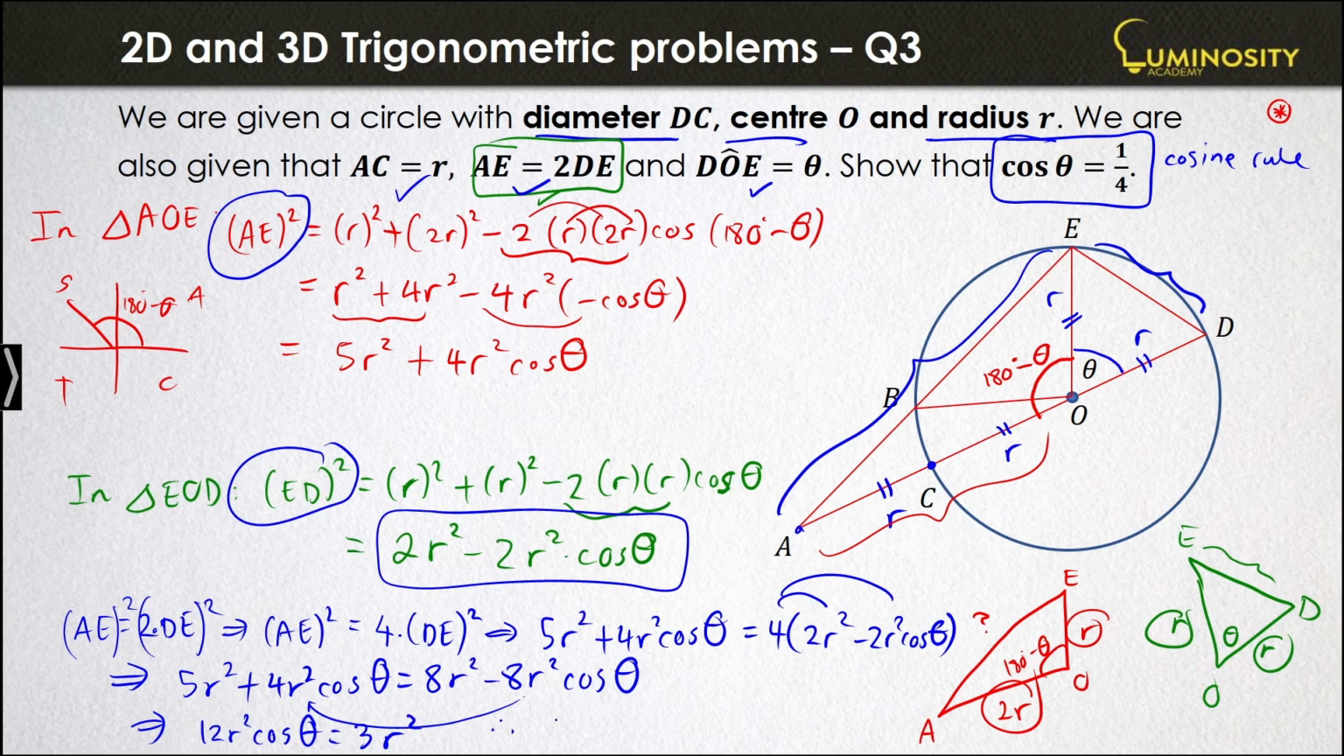So therefore, if I divide both sides by 12R squared to get rid of this coefficient in the front, it's going to be 3R squared divided by 12R squared. The radius is a non-zero length here, so I can divide them out. And I have 3 over 12, which reduces to 1 over 4. So we've successfully proven that cos theta can be simplified to 1/4, given all this information in this diagram. So that's how we would do this type of problem. I'll see you in the next one.